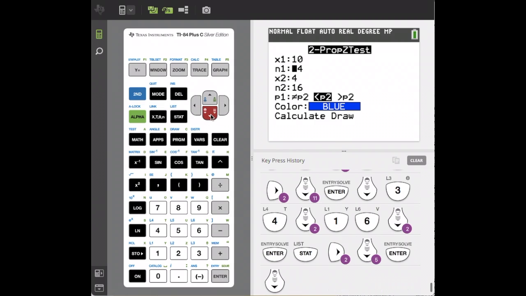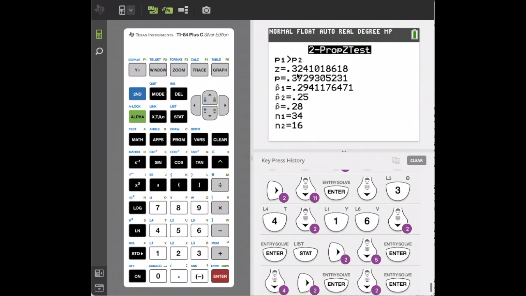And there's our data again. And we want to choose less than, or actually greater than, sorry. We're going to try to see if the yawn group is yawning more, has a higher proportion of people that yawn if you're given a yawn seed instead of the control group. And I go down to calculate, and you see our test stat is about 0.32.